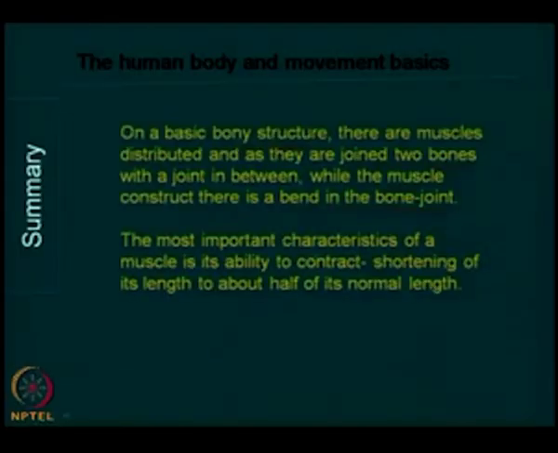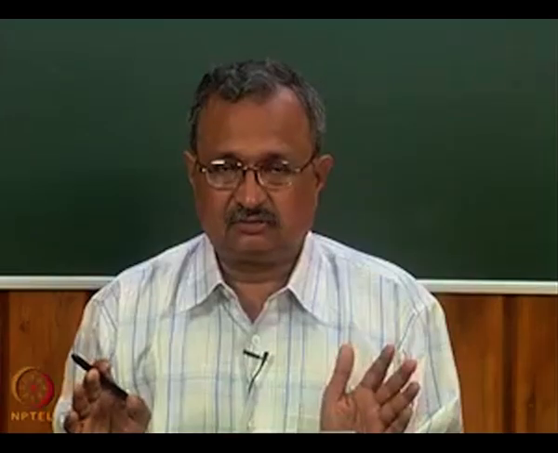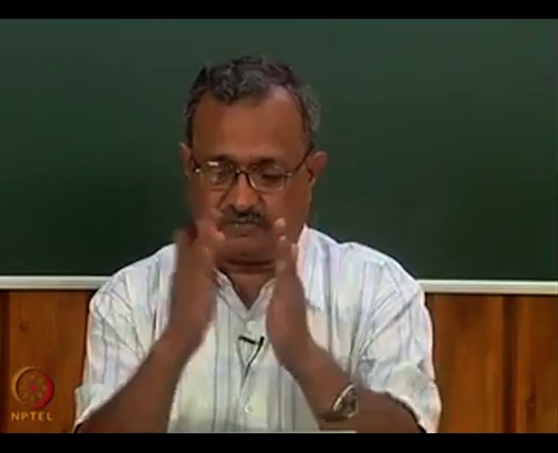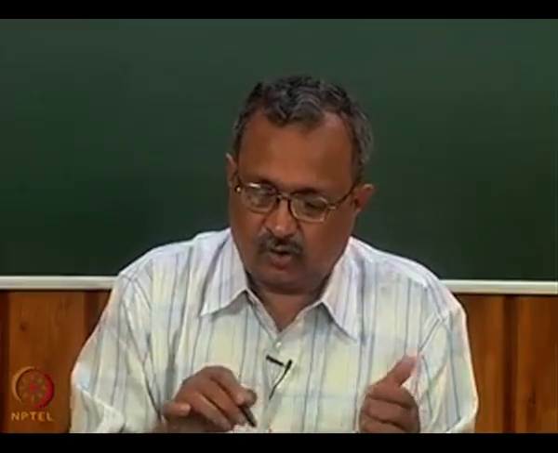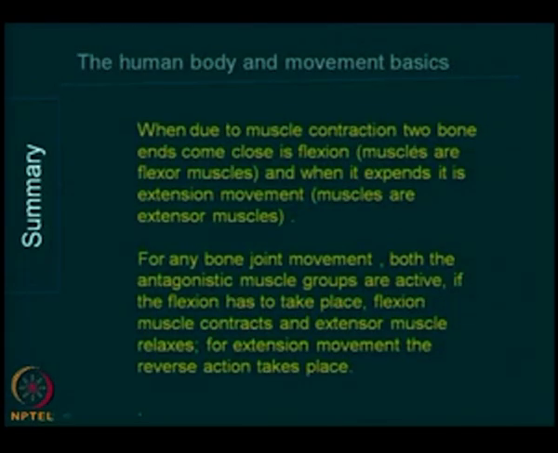The most important characteristic of a muscle is its ability to contract, that is, shortening of its length to about half of its normal length. This is the most important characteristic of a muscle. It can contract till half of its length. When due to muscle contraction two bone ends come close in flexion, we call them flexor muscles, and when it expands, it is extension movement. Those muscles are extensor muscles.